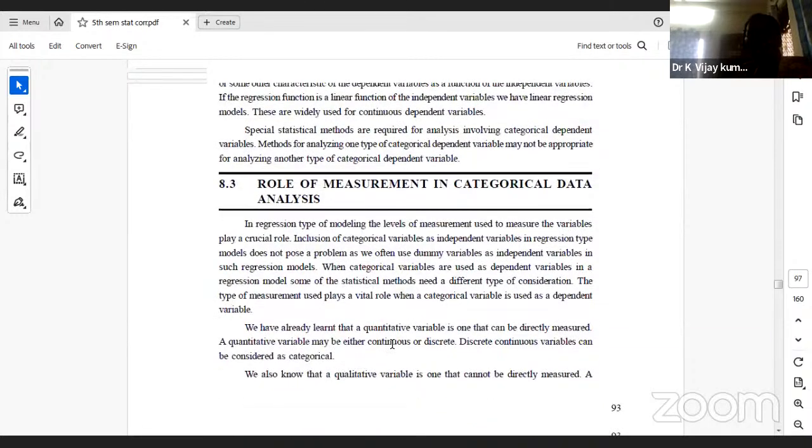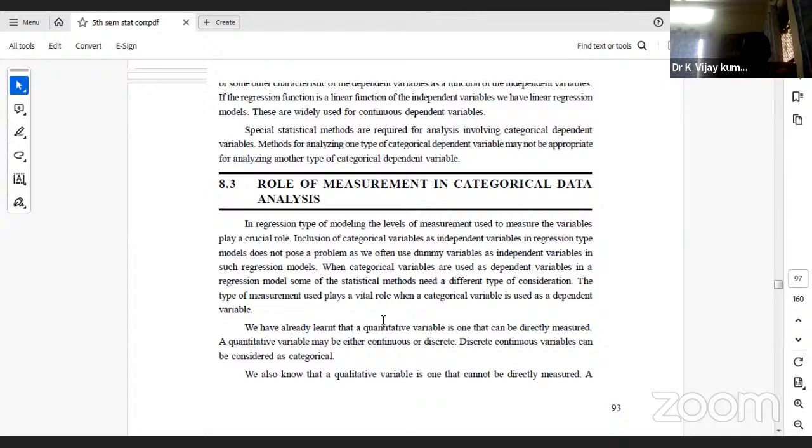What is the role and measurement of categorical data analysis? What is the role, what is the importance we are taking here? In regression type of modeling, the levels of measurement used to measure the variables play a crucial role. Inclusion of categorical variables as independent variables in regression type models does not pose a problem, as we often use dummy variables as independent variables in such regression models. When categorical variables are used as dependent variables in a regression model, some statistical methods require a different type of consideration. The type of measurement used plays a vital role for a categorical dependent variable.